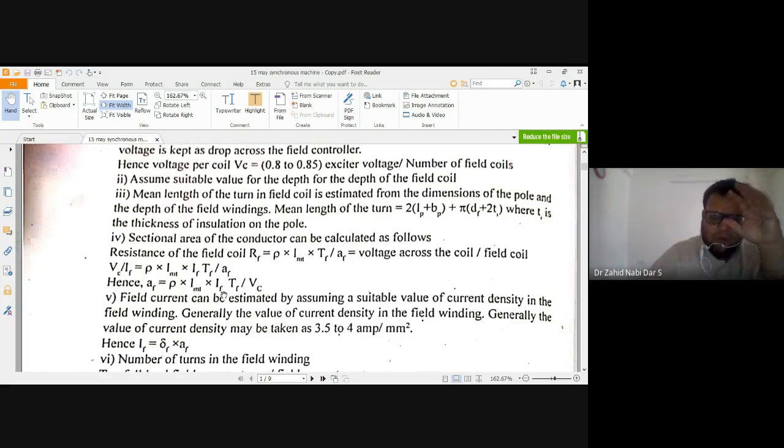So this is how roughly your field winding dimensions are there, and the same basic formula of current density. Current density is your I by A. So your current is equal to your delta into AF. So field current can be estimated by assuming a suitable value of current density in the field winding. Generally, the value of current density in the field winding which we are considering is taken to be around 3.4 to 4 amperes.